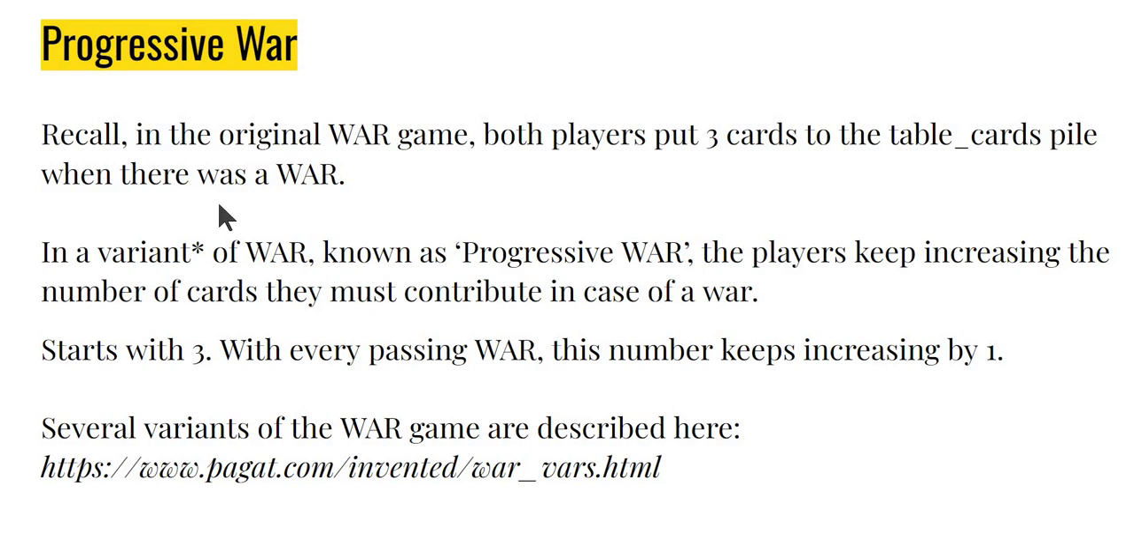We are looking at enhancing the card game war project from the WiByte Python curriculum available at www.wibyte.in. In this video, we'll see how we can make a variant of war called progressive war, which I found quite interesting. Recall that in the original war game, both players put out 3 cards to the cards pile once there is a war. In this variant, however, the number of cards that are put inside the playing table cards keeps on increasing.